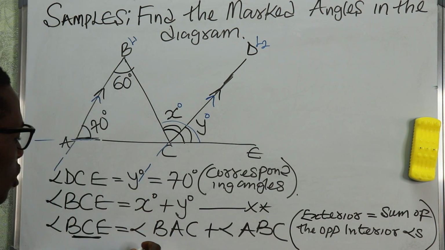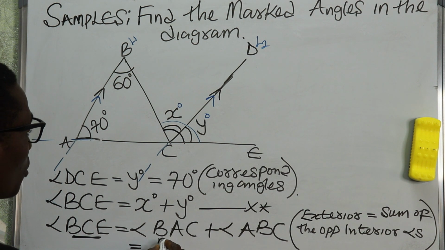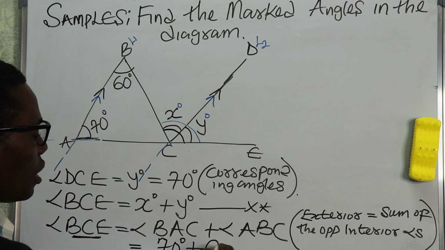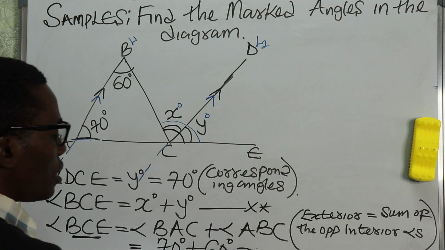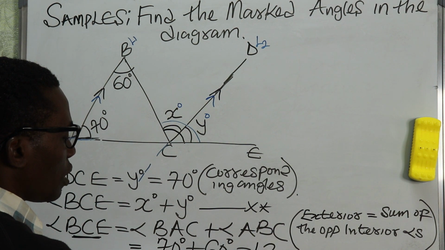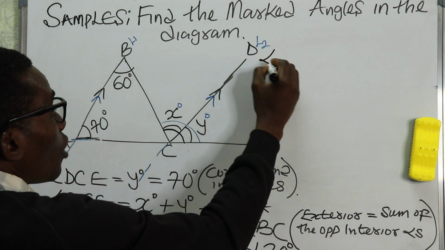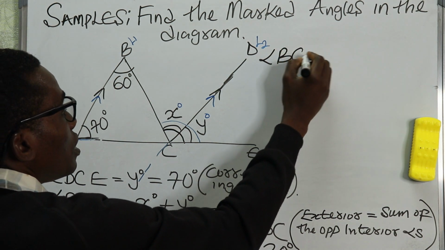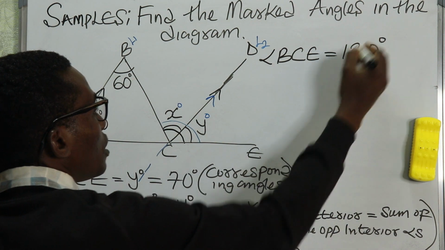So if we add up that, we are going to see that angle BCE is equal to angle 70 degrees plus angle 60 degrees. So 70 degrees plus 60 degrees will give us 130 degrees. So we've seen now that angle BCE is equal to 130 degrees.